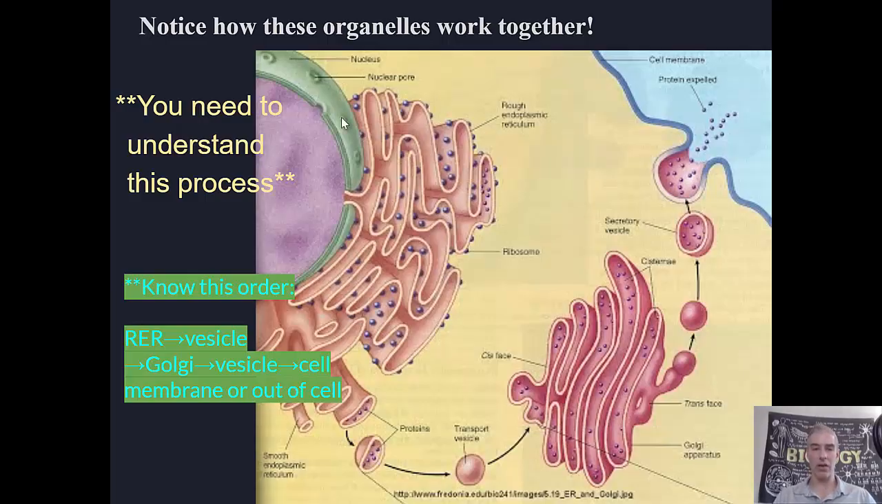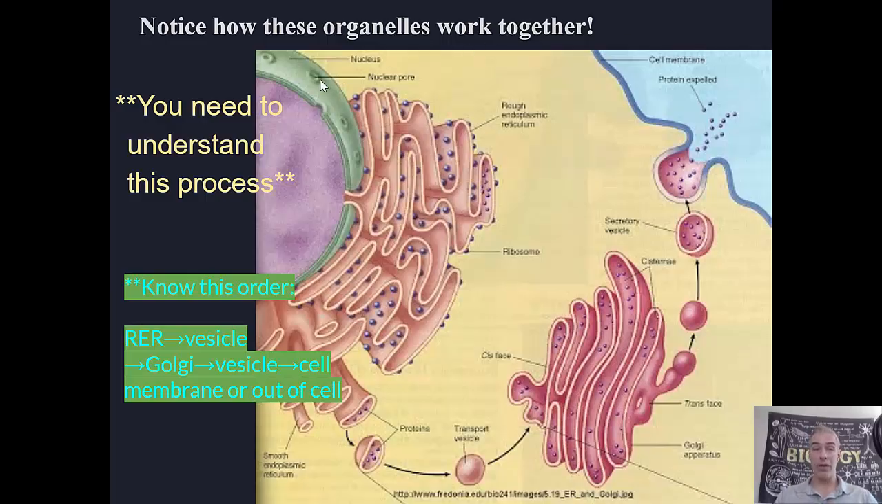So you can see here, it goes from the rough ER to a vesicle, to the Golgi, to a vesicle, and then it leaves. You always want to know that order. That's important to remember because it's always going to follow that order. Sometimes on the AP exam, they won't mention the vesicles, right? But it always goes from the rough ER to the vesicle, to the Golgi, to the vesicle, and out. Okay, or the rough ER to the Golgi and out if you disregard the vesicles.